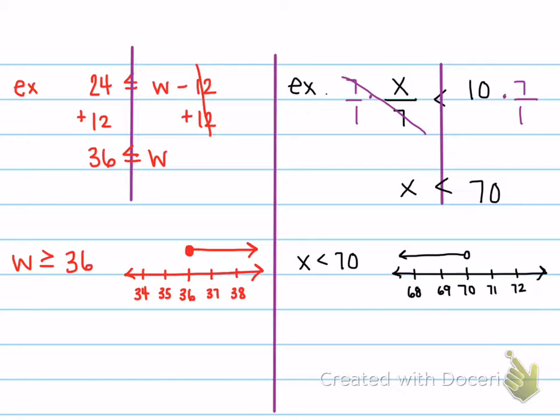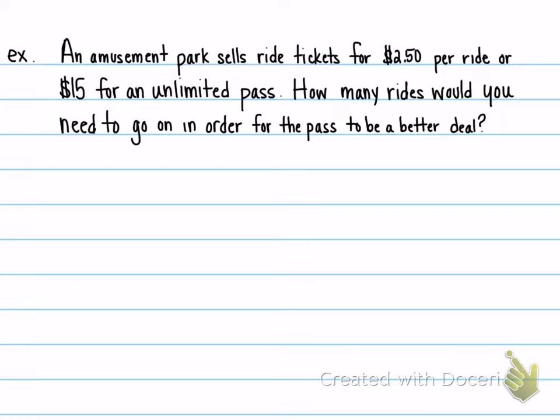And I know that that is true. All right, let's try a couple real life situations and then we'll be done. So take a second to copy this example down. An amusement park sells ride tickets for $2.50 per ride, or $15 for an unlimited pass. How many rides would you need to go on in order for the pass to be a better deal?